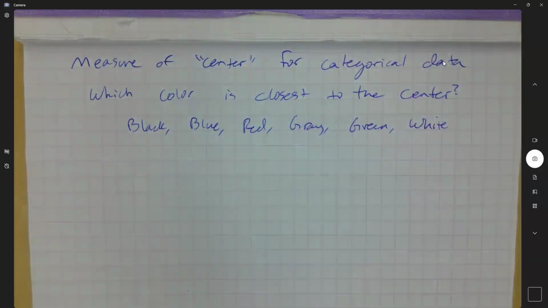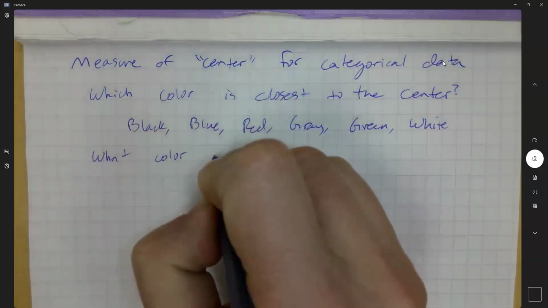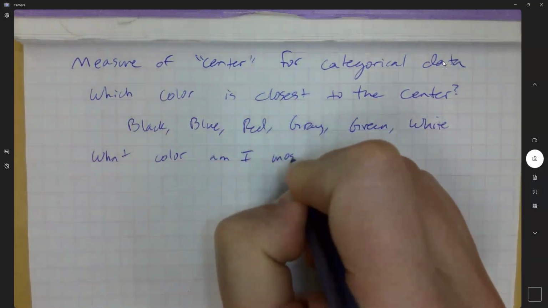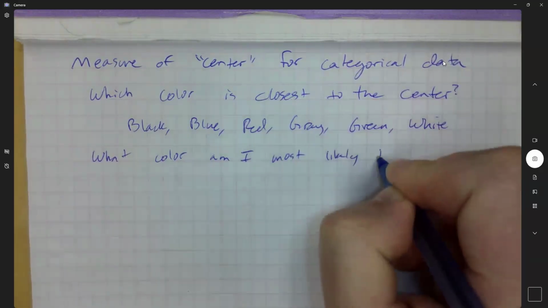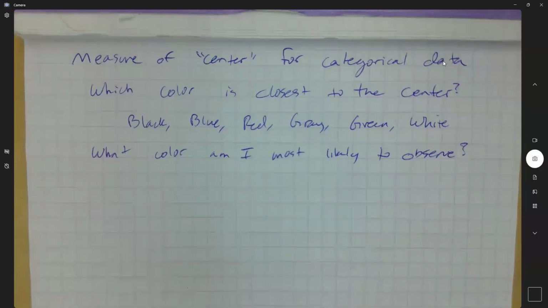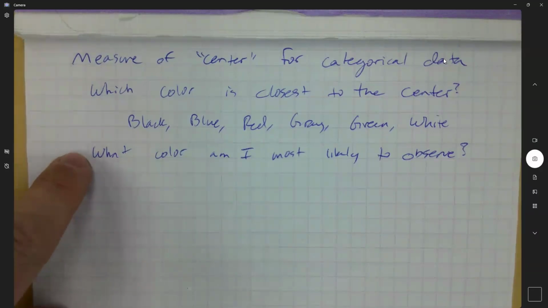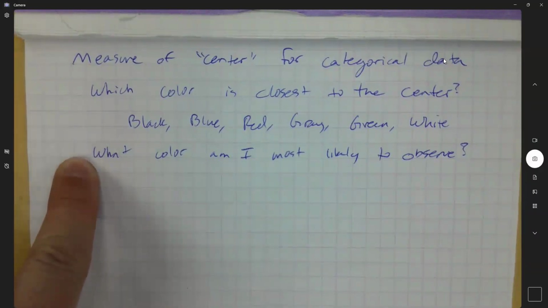What color is closest to the center? But if I change that question a little bit to be, what color am I most likely to observe? These two questions are actually very similar for quantitative data. And so we use a similar question, what color am I most likely to observe for categorical data?